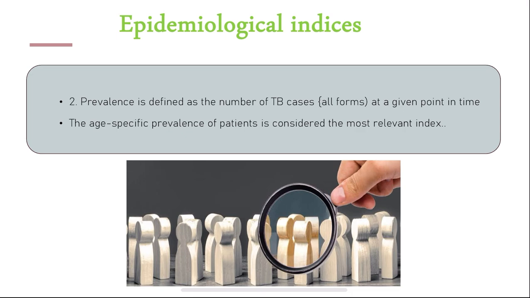So we see that prevalence is defined as the number of TB cases, all forms, at a given point in time. The age specific prevalence of patients is considered the most relevant index. So we see that the age specific prevalence is taken, which is the most relevant. So we have discussed the prevalence of the cases, age specific. In 15 to 54 years, the cases were found to be very high.